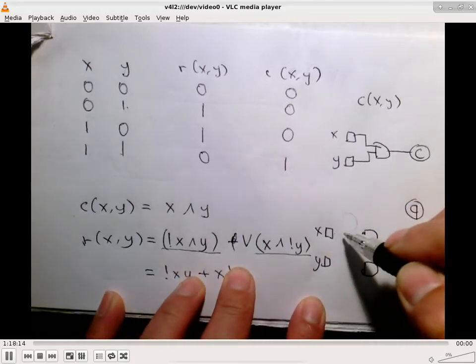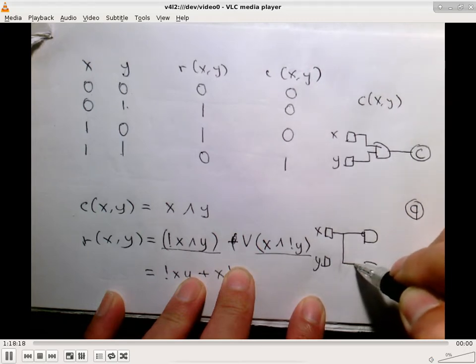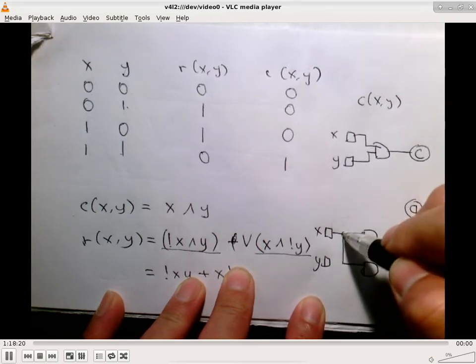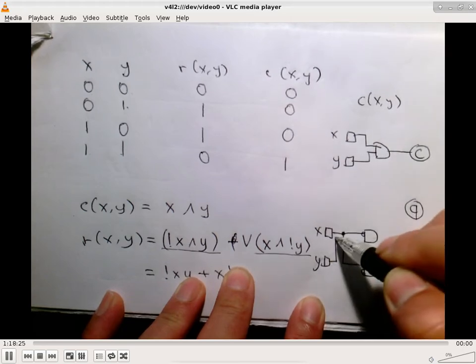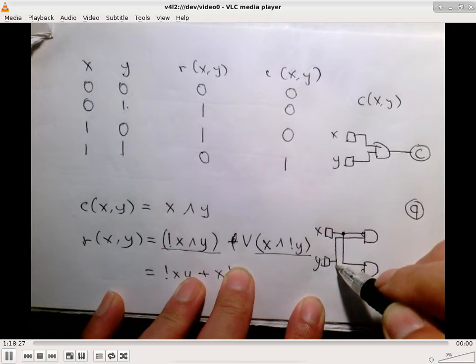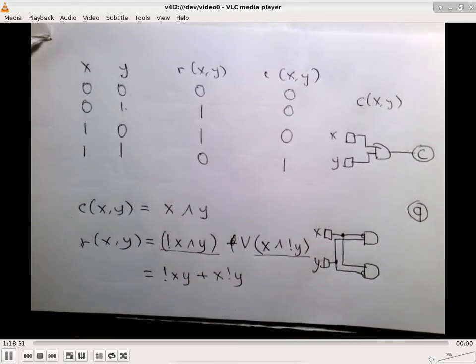So X is going to be negated going into the first one, but unnegated going into the second one. And then Y is the opposite. It is unnegated going to the first one, but negated going into the second one, like so. The top AND gate is implementing the sub-expression to the left. The lower AND gate is implementing the sub-expression to the right. And we have to combine these two.